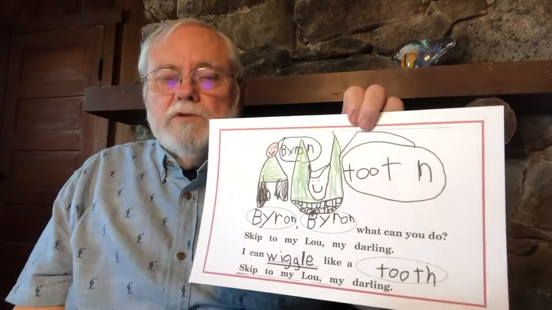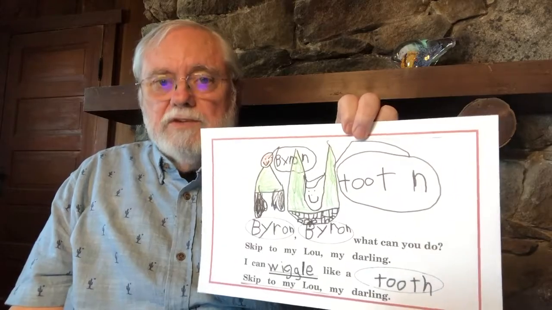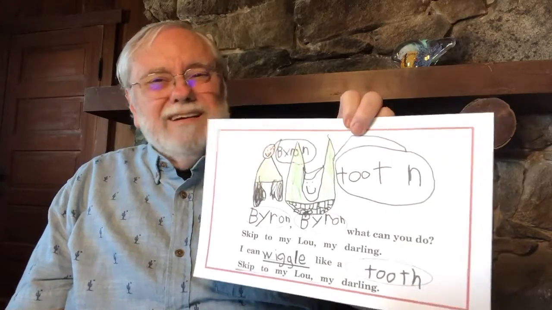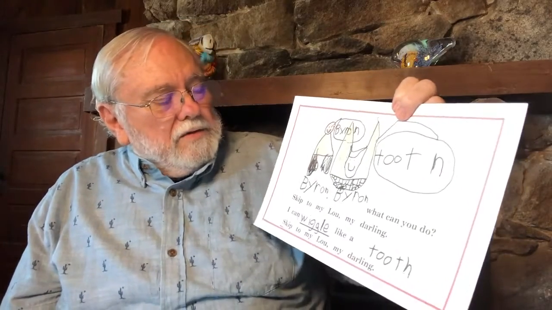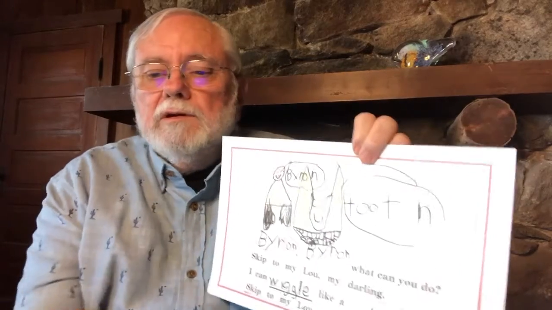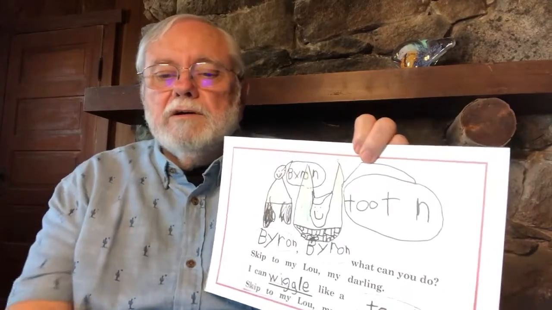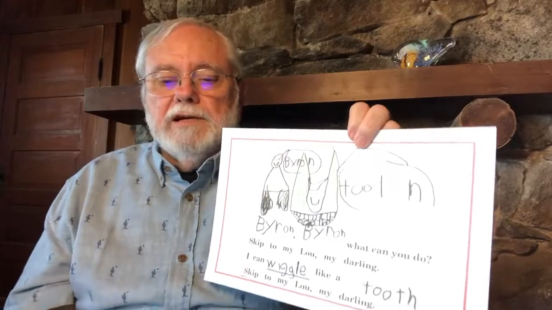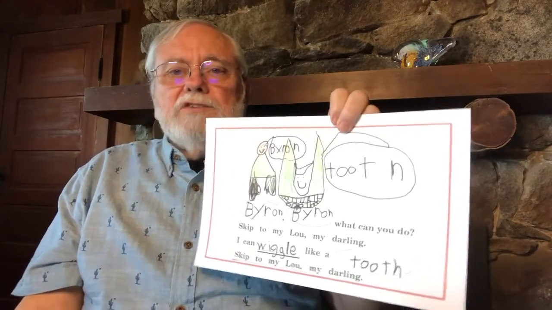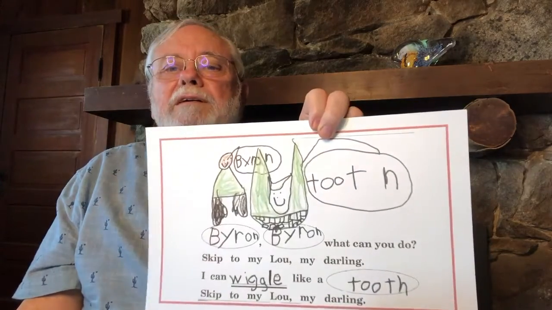And again, in the early stages, we can draw on the back of our page and transfer the words to the front. These were done at a later stage when children had had enough experience that they could do it all by themselves. So they made up all of these words. Here we have Byron, Byron, what can you do? Skip to Maloo, my darling. And Byron writes, I can wiggle like a tooth, skip to Maloo, my darling. So kids are thrilled when their teeth start to wiggle because that's a big deal when their new teeth come in.